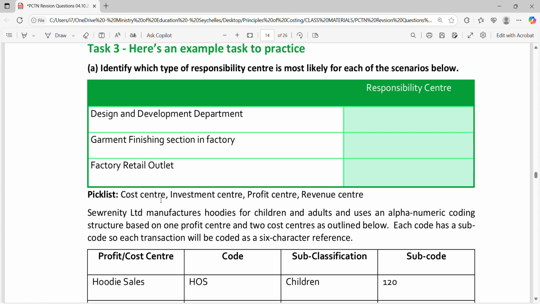All right. So when I look at each one of these, the design and development department is that section of an organization which is charged with the responsibility of creating and improving the product or a service or a process. So this section of the organization incurs costs only. So this one here would actually be a cost center.